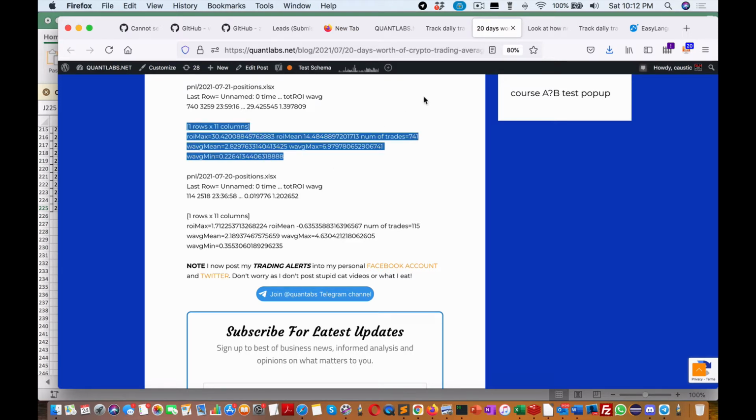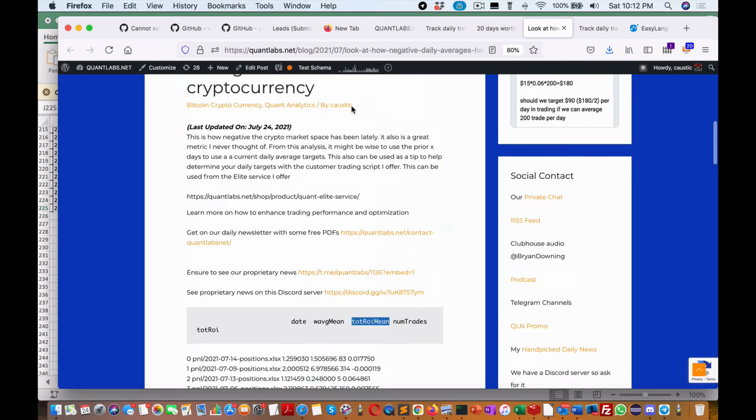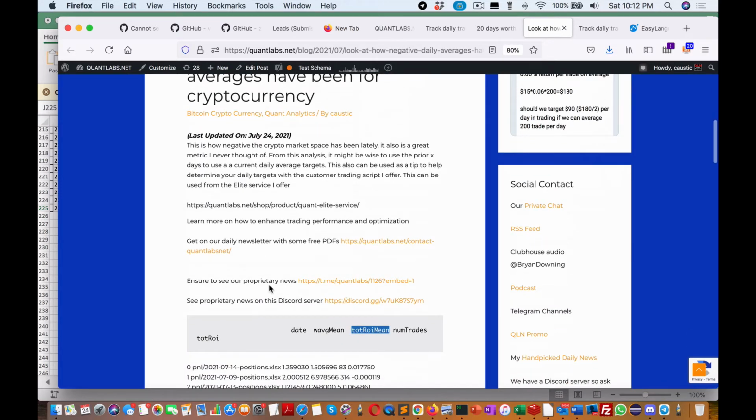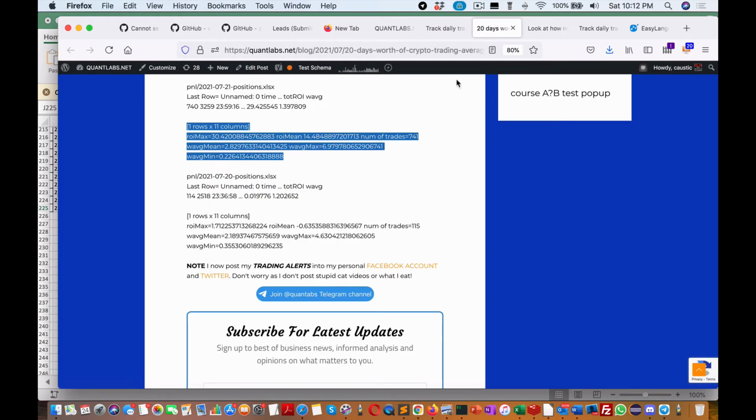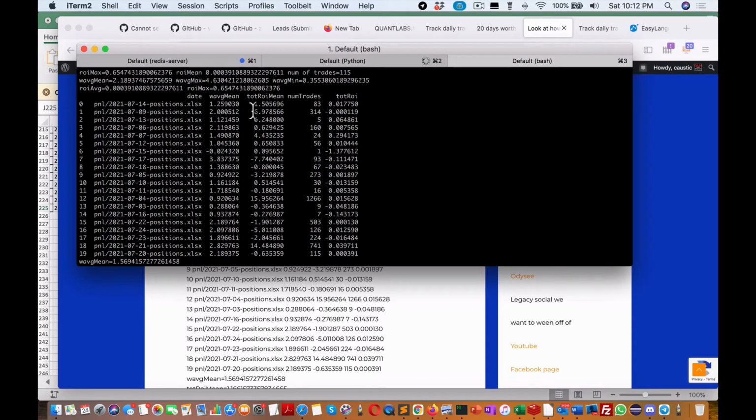So in another posting, what I want to show here, it's really important to know this. This article is called "Look at How Negative Daily Averages Have Been for Cryptocurrency." When you look at this table, and again, this is generated from this Python script, we're able to generate the day, the weighted average moving mean for the day, then the total ROI mean as well, and the number of trades. So this is a cleaner version of it.